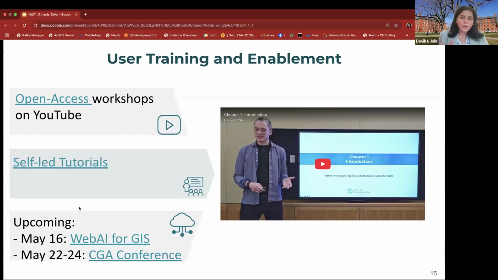Then, after we built all these things, one of our key objectives was to enable our community to start using these tools and data sets, because if nobody is using them, it doesn't make any difference to how spatial processes are being handled. So to enable our users and our community, we have designed, and are still working on, user training and enablement. We have designed workshops on how to use Python for geospatial big data science, and how to use ArcGIS Enterprise for geospatial data and data science.